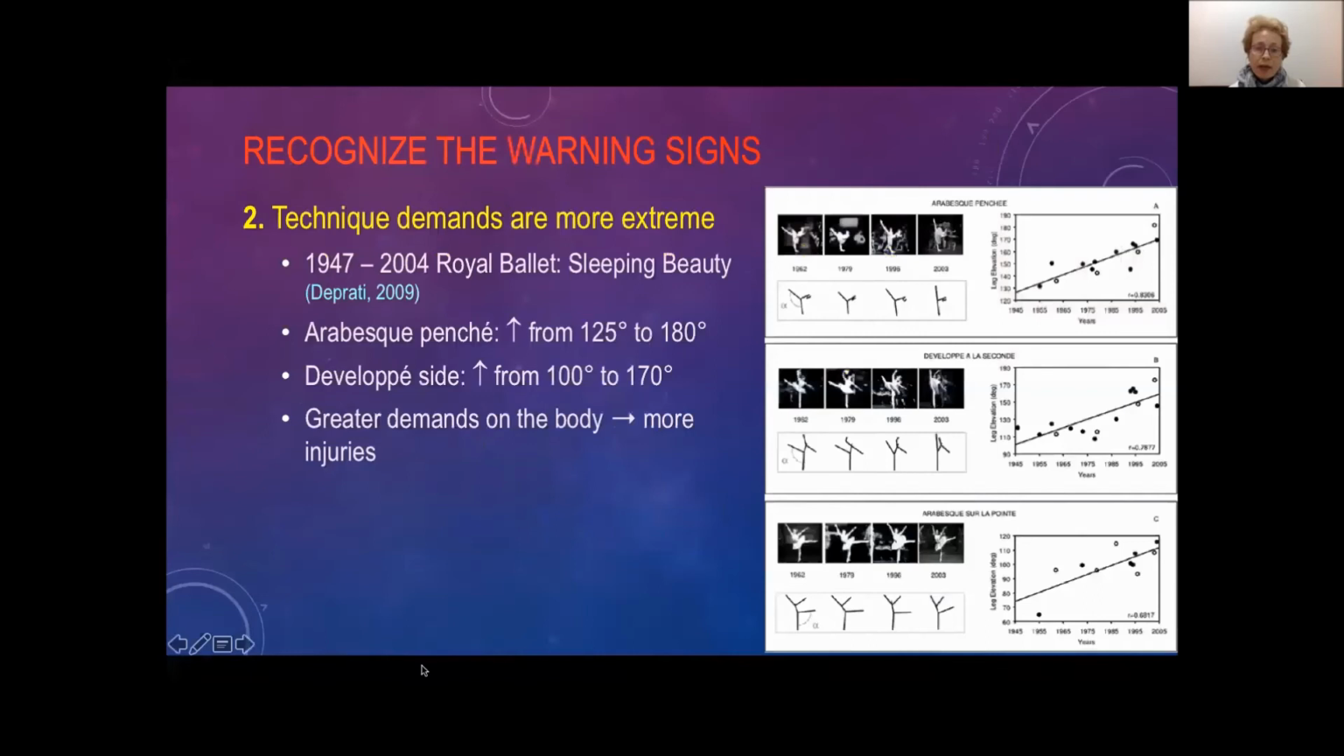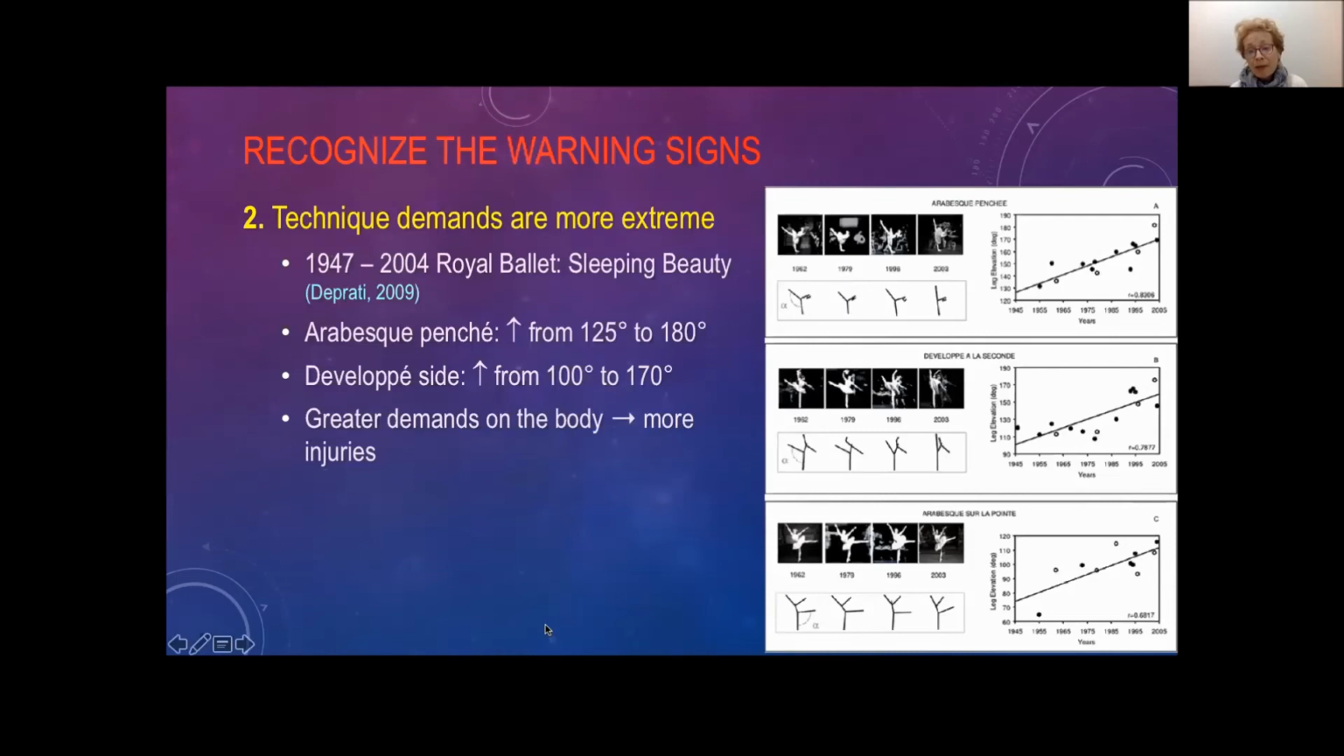Number two, technique demands are more extreme. This was a great paper where they looked at changes in leg height at the Royal Ballet in Sleeping Beauty. They found that over a 50-year period the arabesque penché went from 125 degrees to 180. The développé side went from 100 to 170 degrees. So greater demands on the body are going to result in more injuries.